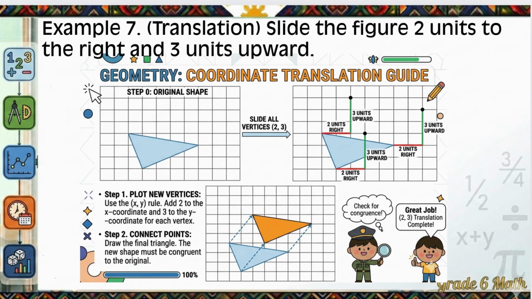Step 2. Connect the points. Once you have your 3 new dots sitting in their new spots, grab your ruler. Connect them to form the new orange triangle.